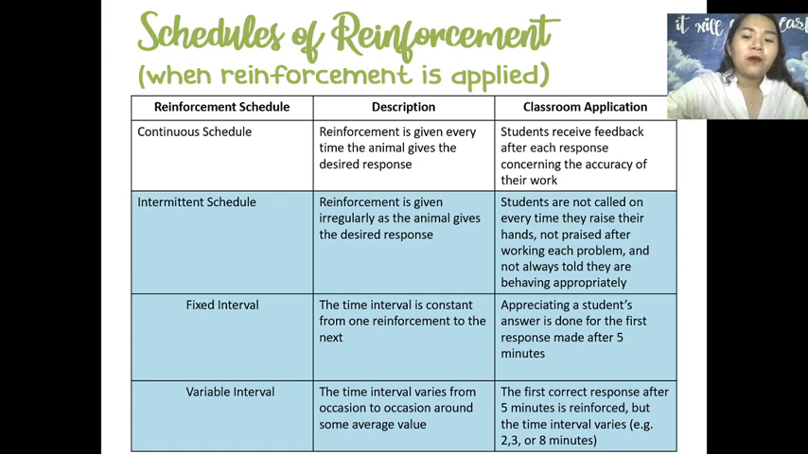Nakuha? Kaya kung mapapansin nyo, reinforcement is given irregularly as the animal gives the desired response. Okay? Now, under intermittent schedule, we have here fixed interval. That time interval is constant from one reinforcement to the next. Kapag sinabi namang variable interval, that time interval, so can you observe? Sa intermittent schedule, under this, we have fixed interval and variable interval.